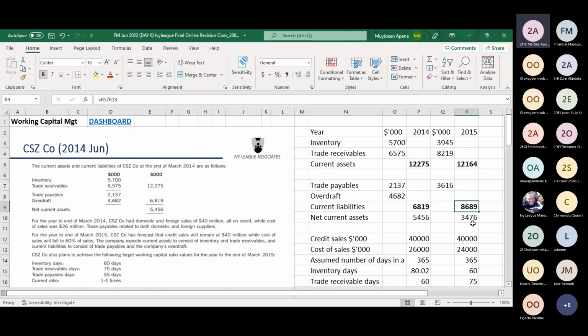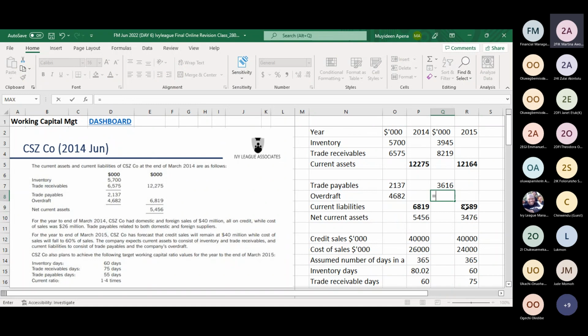So we can start by saying that there was a decrease in the current assets, which is maybe due to a decrease in inventory, and there was also a decrease in net current assets, which is due to an increase in the current liabilities. So can we use that to determine the overdraft for this year, which will be current liabilities minus trade payables?